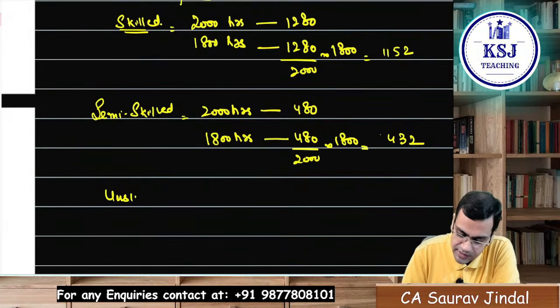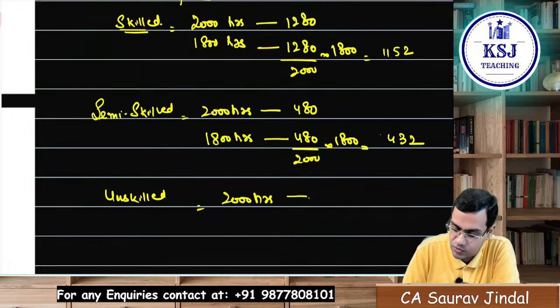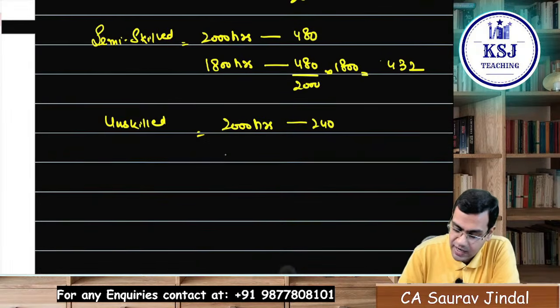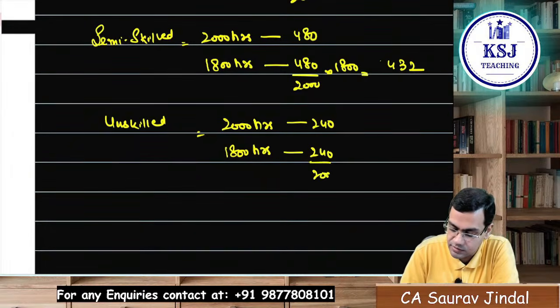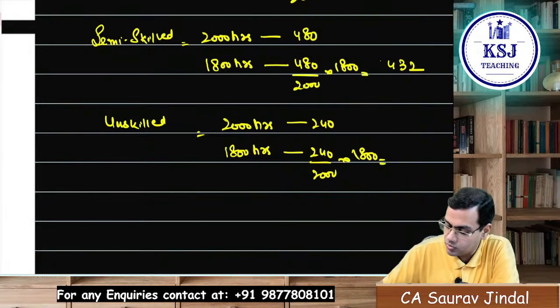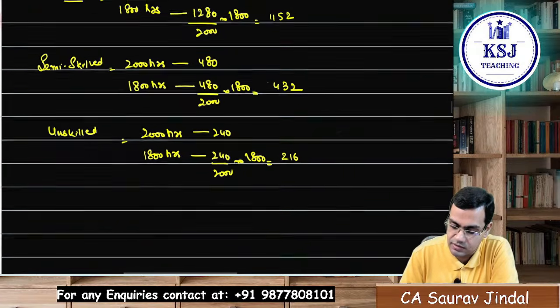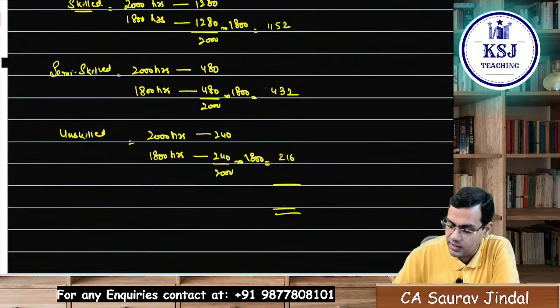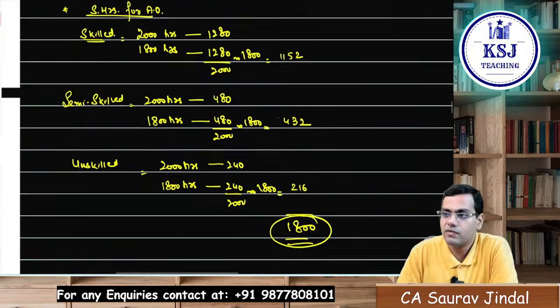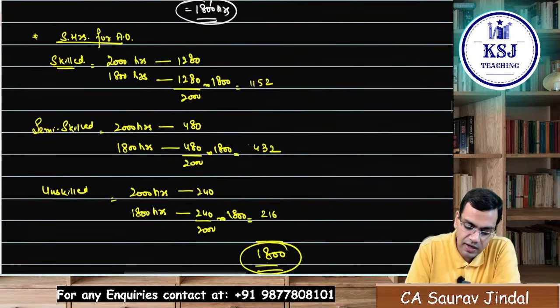Similarly, for unskilled, for standard output of 2000 hours, 240 hours is the standard hours. For actual output of 1800 hours, what will be the standard hours? So 240 divided by 2000 multiplied by 1800, that is 216, right? So the total here is 1152 plus 432 plus 216, just let's verify, that is 1800 hours. This is how we will calculate the standard hours for actual output.